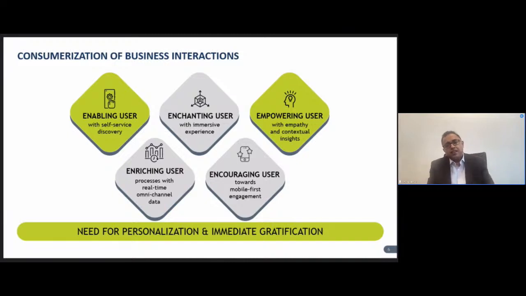So our lens of any services is a consumerization lens, and our business interactions are like that. We talk about what services we can give to enable your user, what services we bring to empower your user, and how we can make your user more enchanting, enriching, and encouraging, because this is what makes a CSAT. And today, CSAT is the most important factor, whether you call it customer excellence or customer satisfaction. It all hits the NPS, and NPS hits the shares. And that's where the business lies, right?